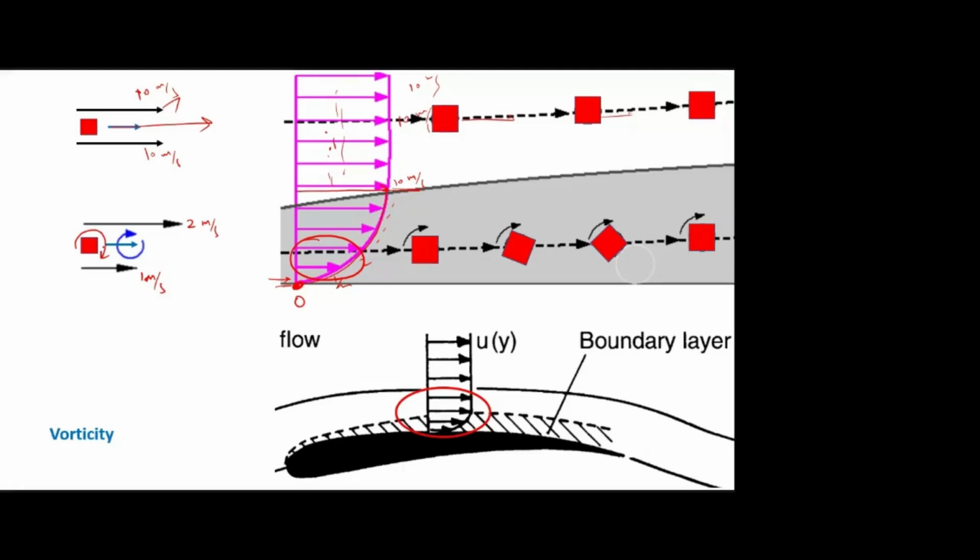So if the particle translates and rotates, then this is called rotational flow. And outside, same velocity, particle is simply translating, so it is irrotational flow. This is the example. So within the boundary layer, particle translates, also rotates, so it is rotational. Outside the boundary layer, it is simply translating, so it is irrotational. Is that clear? Yes, sir. Thank you.